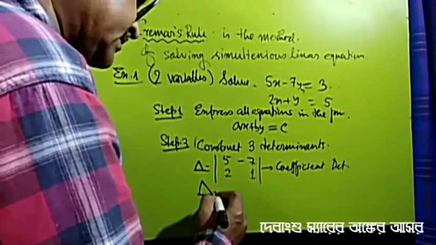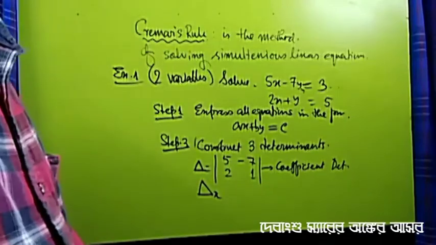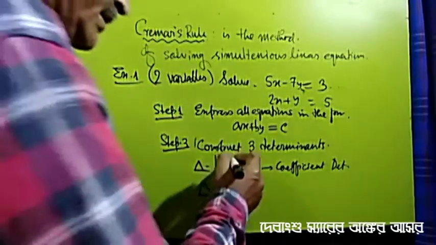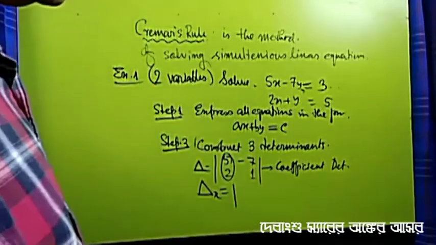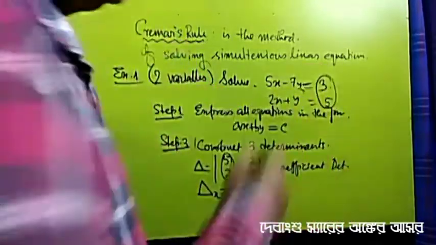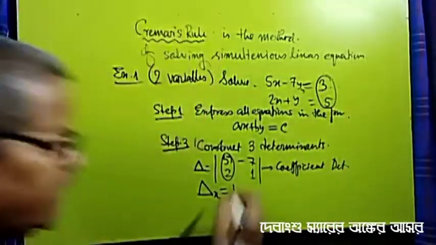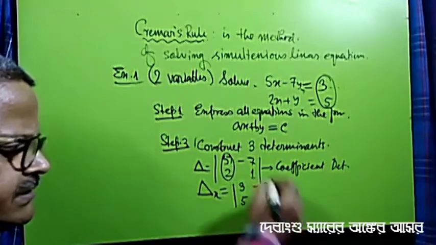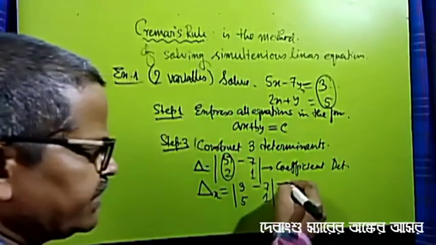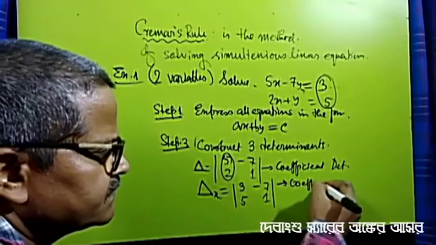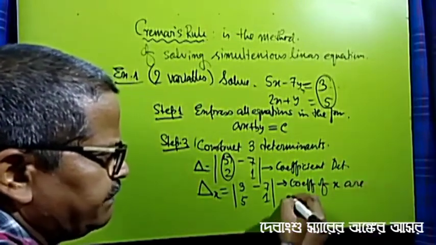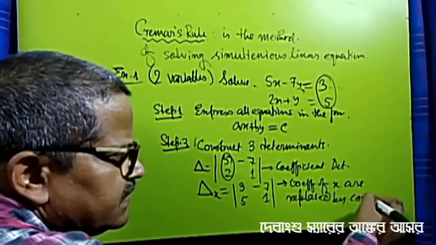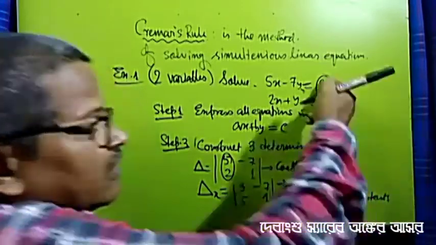The second determinant is sometimes called delta x or delta 1. In this delta x, the coefficients of x, that is 5 and 2, are replaced by the constants, that is 3 and 5, and all other elements remain unchanged.